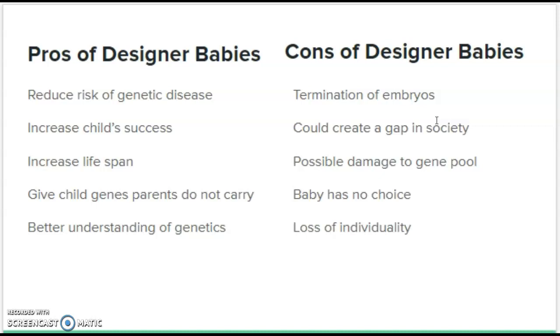And we could actually lose individuality if everybody says, well, we want our baby to have blue eyes and blonde hair, and everybody else wants that too. We're going to lose a lot of the individuality of people. They all end up being the same because we're all selecting for the same genes. All right, so that's just a quick rundown of transgenic organisms and genetically modified organisms.